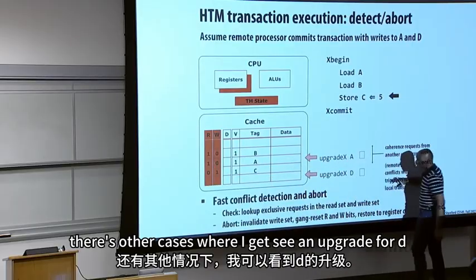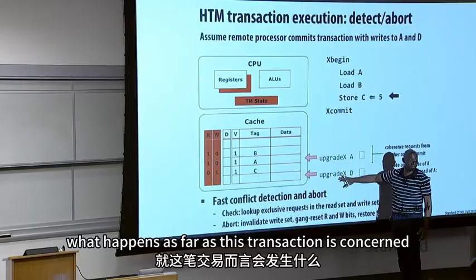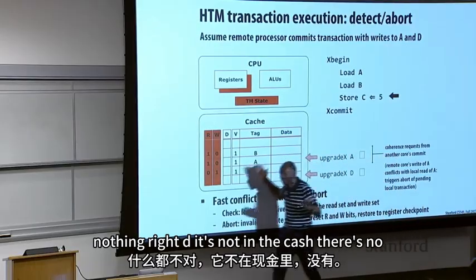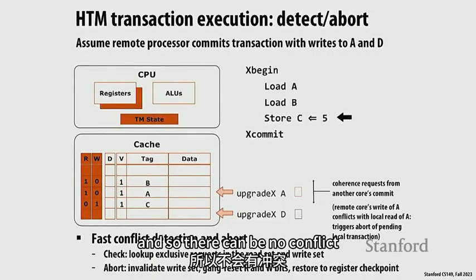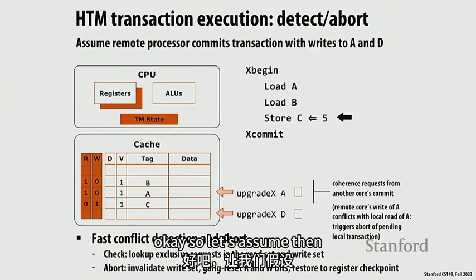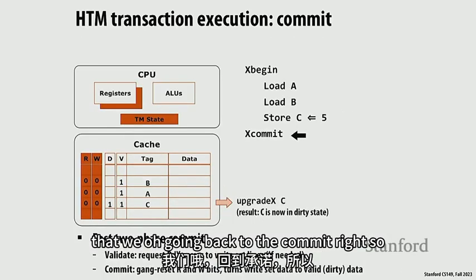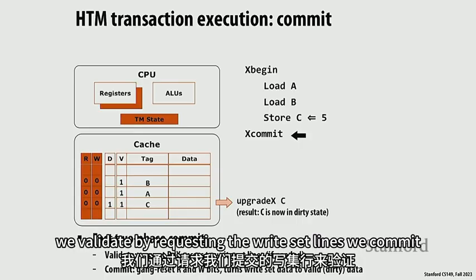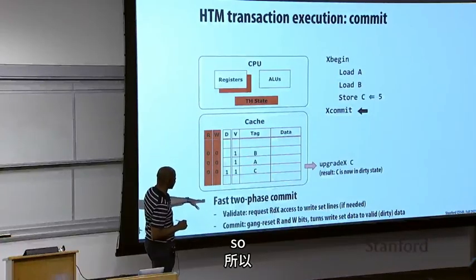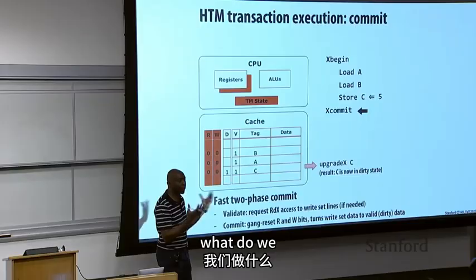And this other case is where I see an upgrade for D. What happens as far as this transaction is concerned? Nothing, right? D is not in the cache. There's no match with the entries in our cache, and so there can be no conflict. Okay? So let's assume then that we, going back to the commit, we validate by requesting the write set lines. We commit.